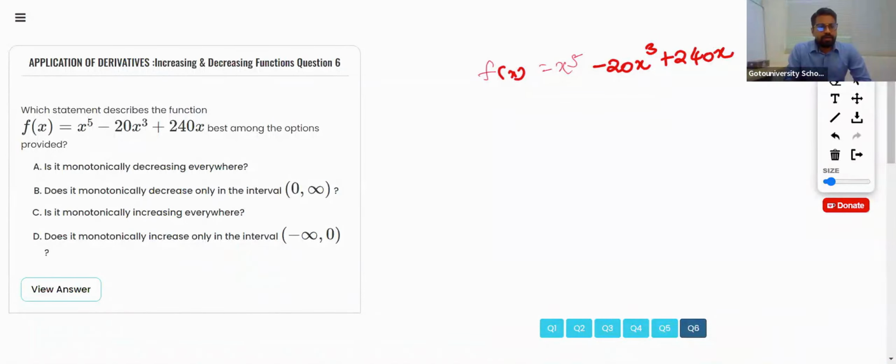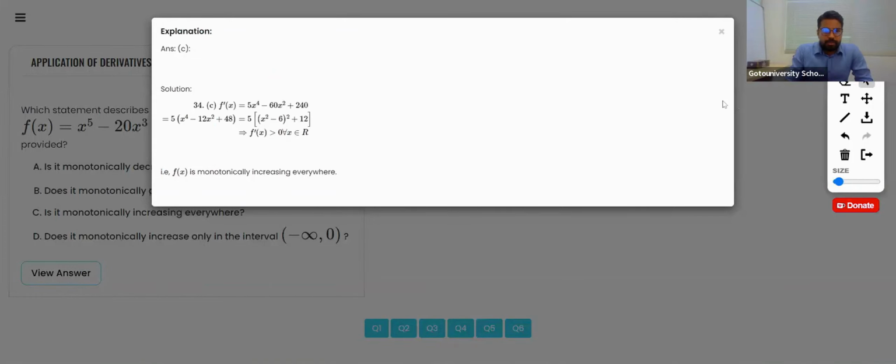It is monotonically decreasing everywhere. What is meant by monotonically? That means completely throughout the range. Is it decreasing in this interval, or is it monotonically increasing everywhere, or does it monotonically increase only in this interval? So let us directly go to the solution and answer because we don't have much time. So what is the solution saying? Let's have a look at it quickly. It is saying option C, it's monotonically increasing everywhere.